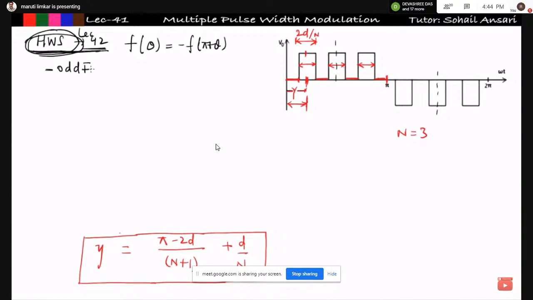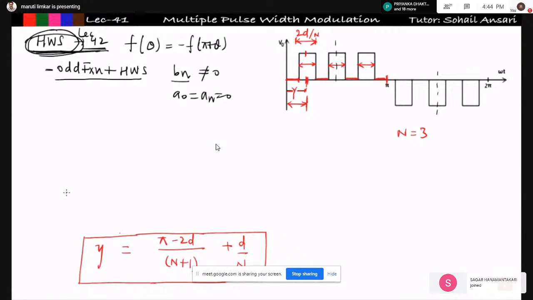Also, this is an odd function. So odd function plus half wave symmetry means this will give only Bn in the Fourier series, and A0 and An will be equal to 0. So what is the value of Bn that we are going to find? Bn will be equal to 2 upon 2 pi.